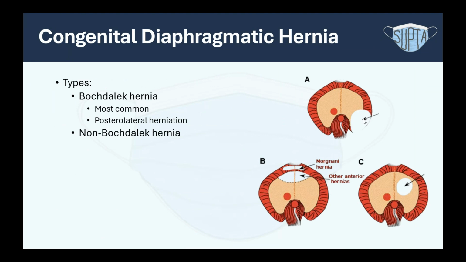These are the ones that occur more anteriorly, through the foramen of Morgagni, which usually occur near the sternum. They may also be asymptomatic, and may be found incidentally.